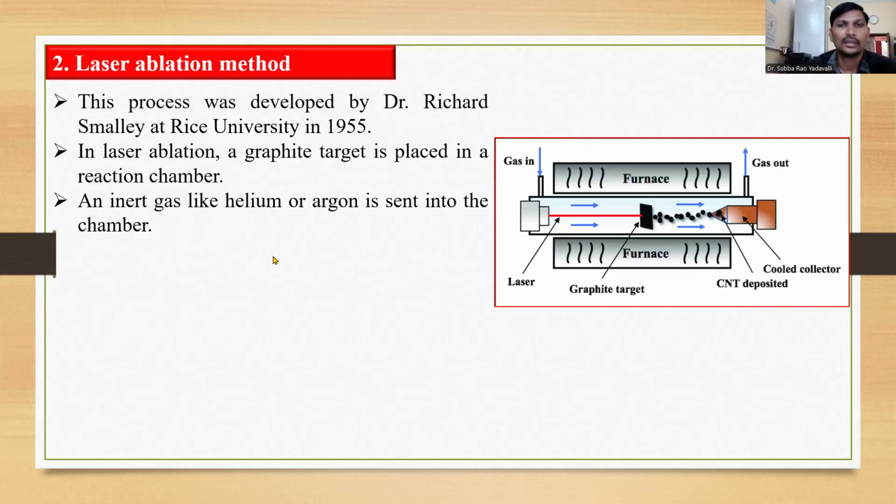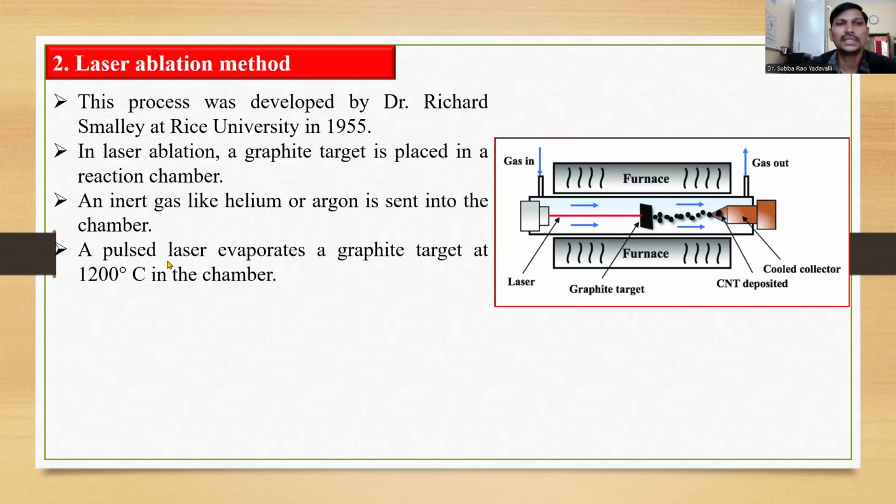Next, a pulsed laser evaporates the graphite target at a temperature of 1200 degrees centigrade in the chamber. So a high intensity laser beam is incident on the graphite target. Here the furnaces are used to maintain the temperature. So these are maintained up to 1200 degrees centigrade.